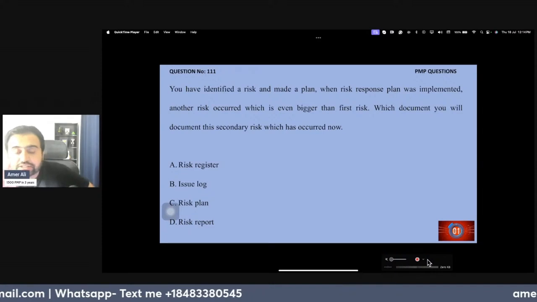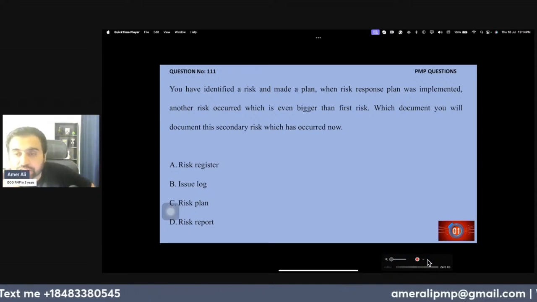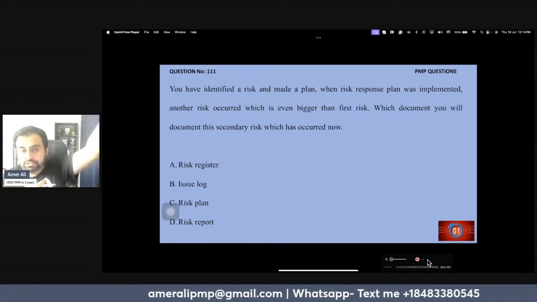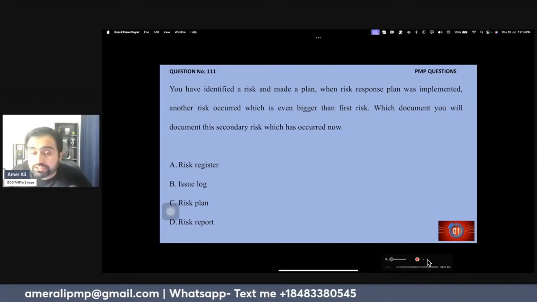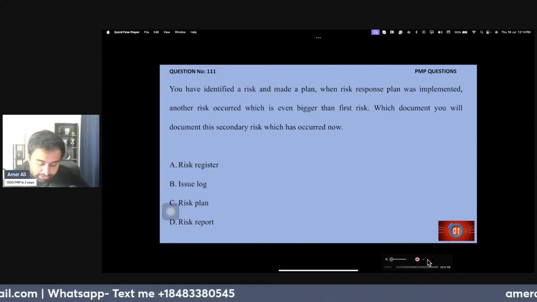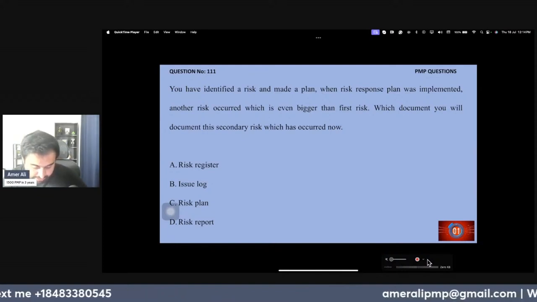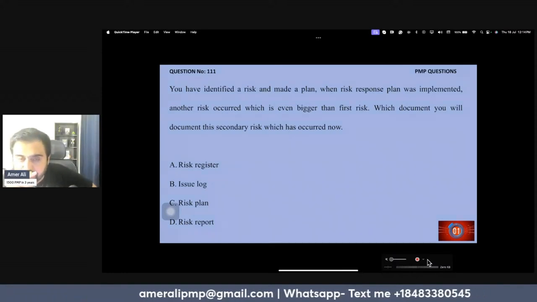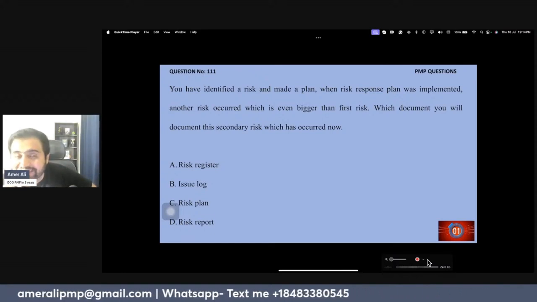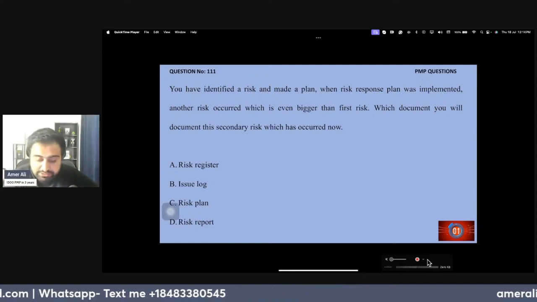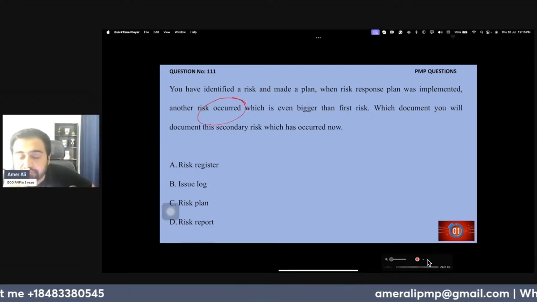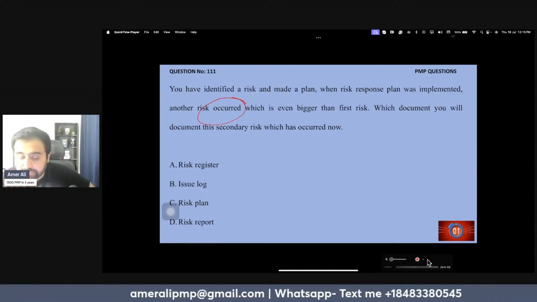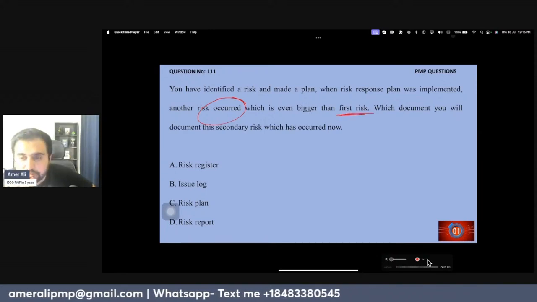You have identified a risk and made a plan. When the response was implemented, another risk occurred which is bigger than the first risk. Okay, now this is a very interesting question. You need to look at the context of the question, what the question is saying. The question is saying you have identified a risk and made a plan. When the risk response was implemented, another risk occurred, even bigger than the first risk, right?